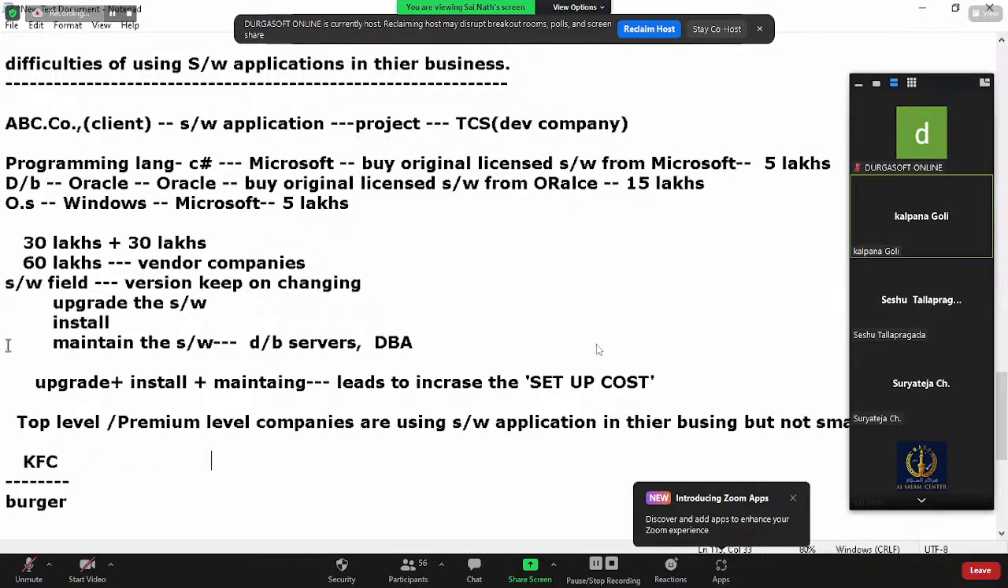Now tell me, is KFC using software applications in their business or not? Yes, sir. Suppose in Hyderabad, I am going to a small bakery. I ordered one burger. Same burger I ordered. But the bakery owner does not maintain any software applications or any systems in the bakery. They simply take the order and give the order to me. That's it. Yes or no? Yes, sir. Tell me, in this example, why is KFC using software applications in their business? Why not the bakery?